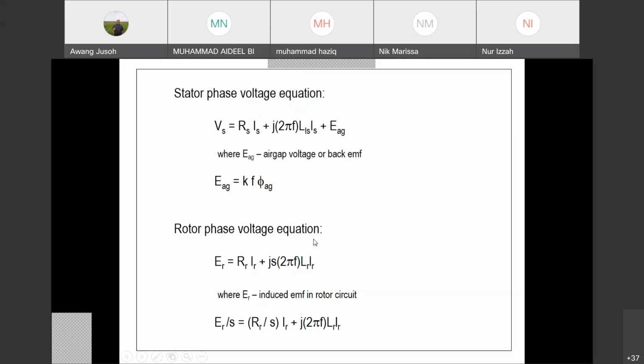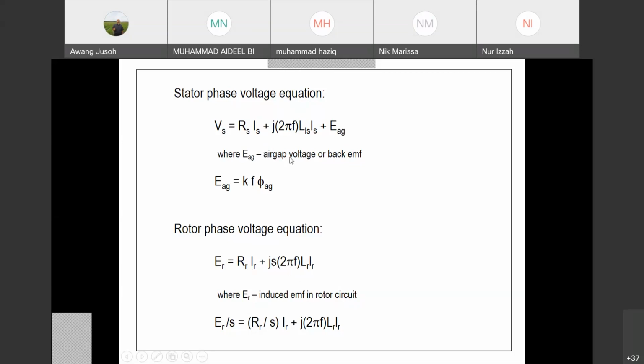For the rotor side, the equation for the Kirchhoff law can be written like this, where voltage at rotor ER equals IR multiplied by RR plus IR multiplied by X rotor, equal to S 2 pi F1 L, because the rotor side has a different frequency from the stator side. When the machine operates, because they are moving, the frequency of the current in the rotor is not equal to the frequency of the stator current.